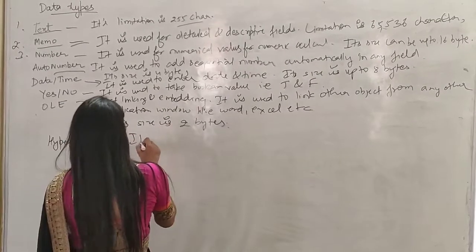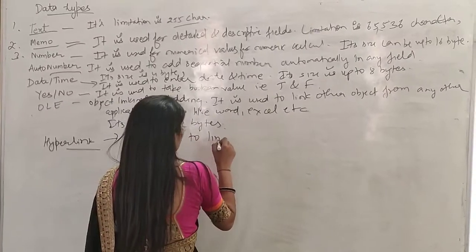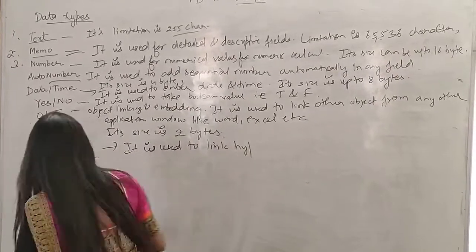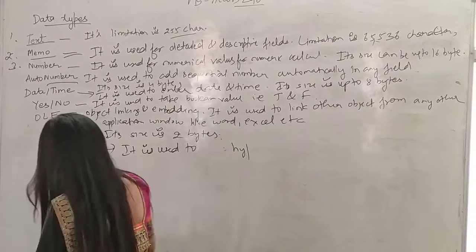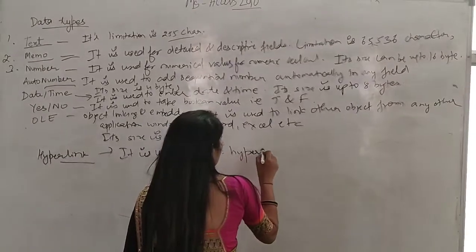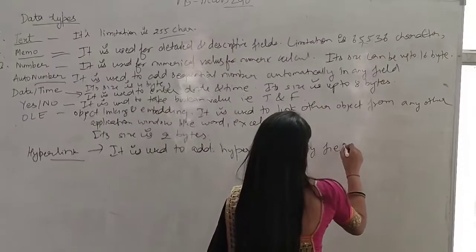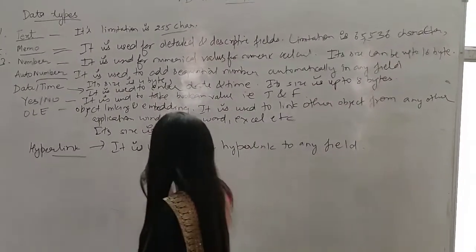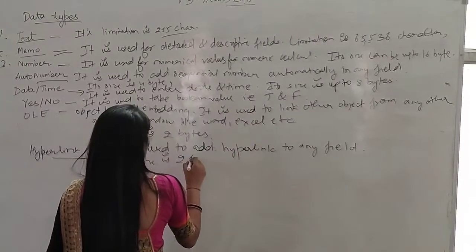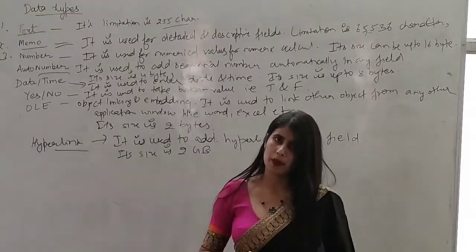So it is used to add hyperlink to any field. Okay, and its size is 2 GB, means up to 2 GB data we can enter in this data type field.